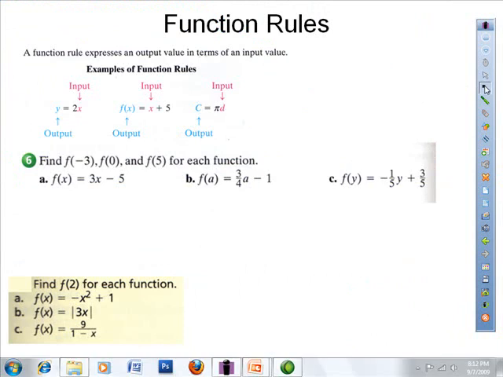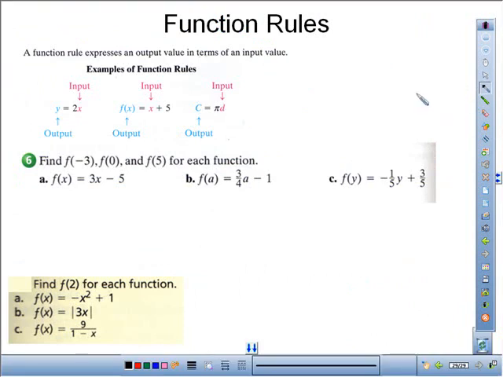Alright, the last thing, function rules. A function rule expresses an output value in terms of an input value. Now these are 3 separate function rules, just giving you different examples of function rules and how they can be written. It can be written with the letter y. Alright, y is equal to 2x.